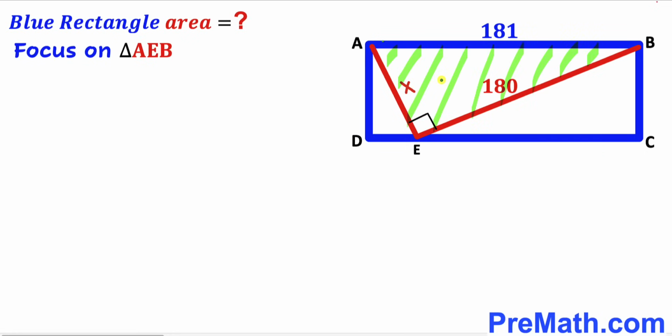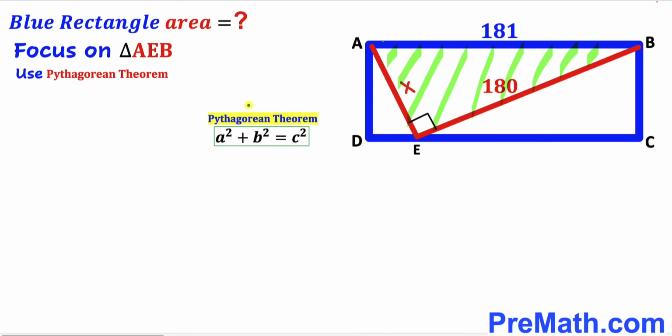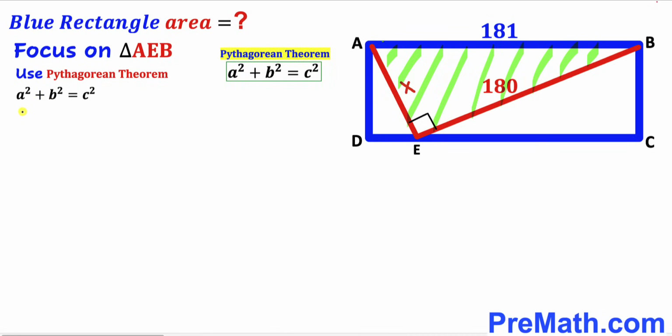Let's focus on this right triangle AEB, and we are going to apply the Pythagorean theorem on this right triangle. Here's our Pythagorean theorem: a squared plus b squared equals c squared. In our case, our hypotenuse is 181, whereas our two other legs are x and 180 units. Let's fill in the blanks in this Pythagorean formula.